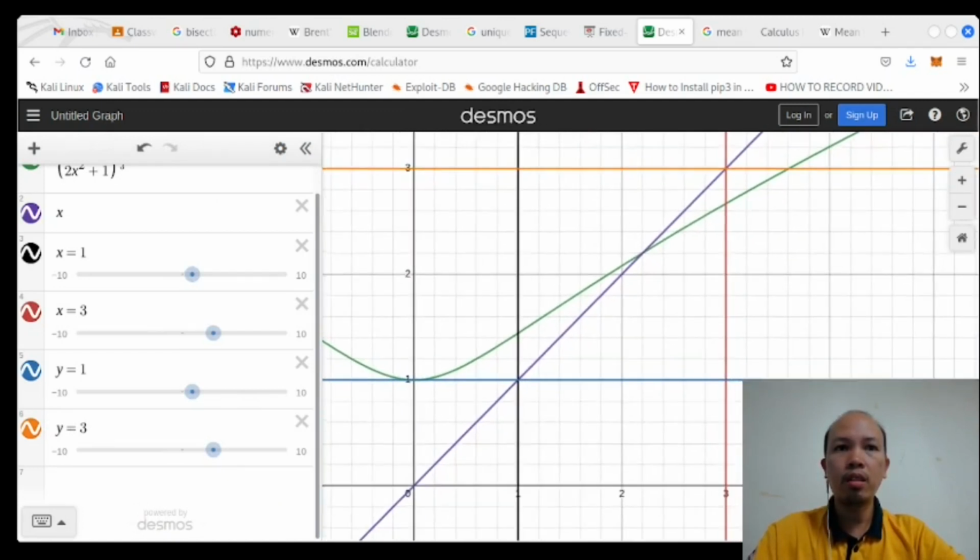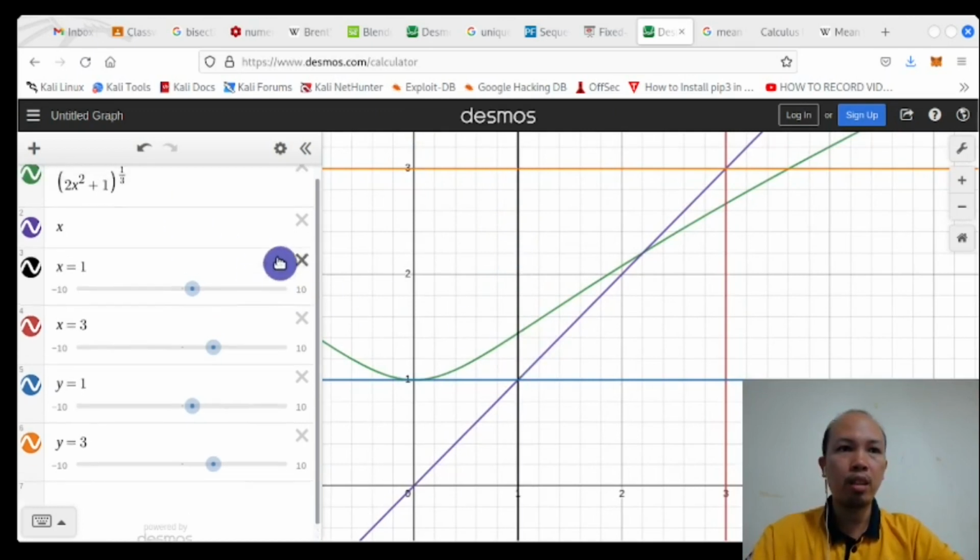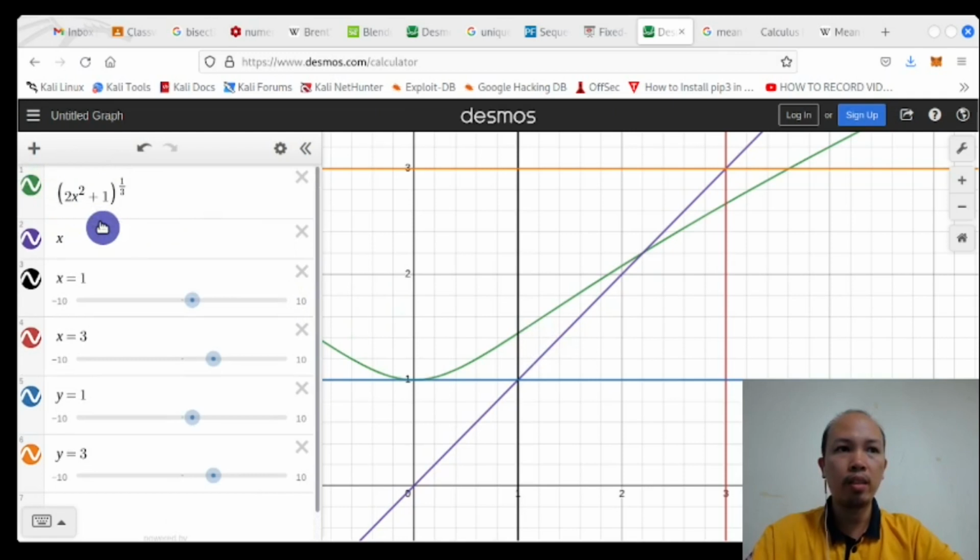Okay, so this is the x-axis and this is the y-axis, and as you have noticed, the graph of the function, the green one, the quantity of 2x squared plus 1 raised to the power of 1/3, is inside the box, this box here. Okay, inside the box. And this is our fixed point.